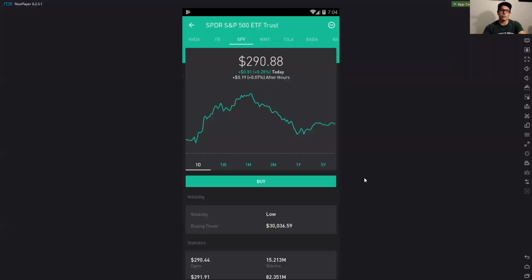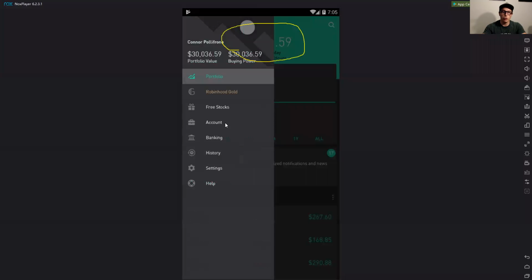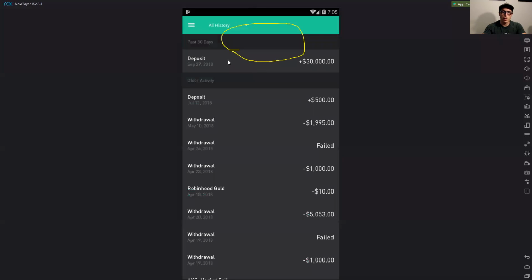So here is my account right now, and I'm going to go back to the home screen. You can clearly see that I, in fact, have well over $25,000 in this account. This is my Robinhood account. I have more than $25,000 in this current account. So if we go over to this little menu drop down, we'll go into history so you guys can see. Right there, I deposited $30,000. Okay, $30,000 came in today.